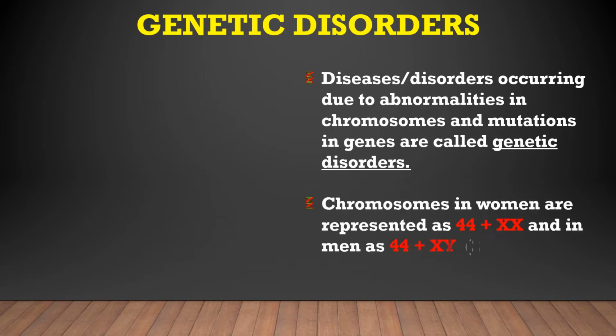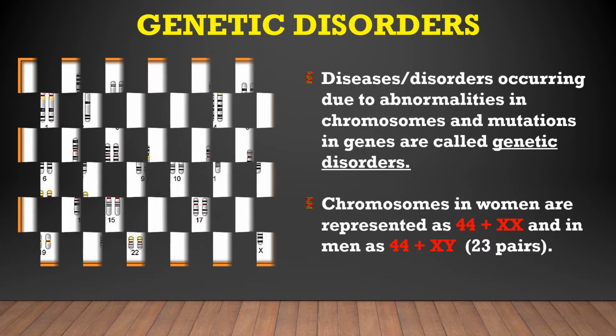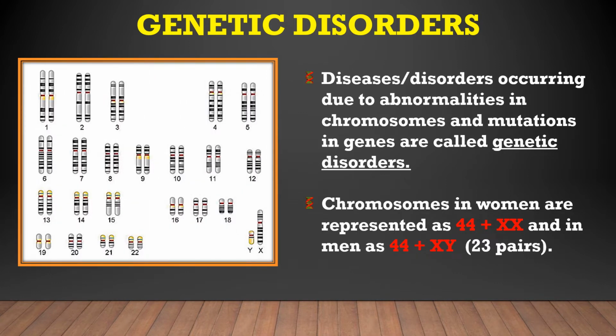Chromosomes in women are represented as 44 plus XX and in men as 44 plus XY. So there are 23 pairs of chromosomes present in men and in women, and women have 44 plus XX chromosome and men have 44 plus X and Y. So when there is a problem with these chromosomes, or within the chromosomes the genes get mutated, we have genetic disorders.